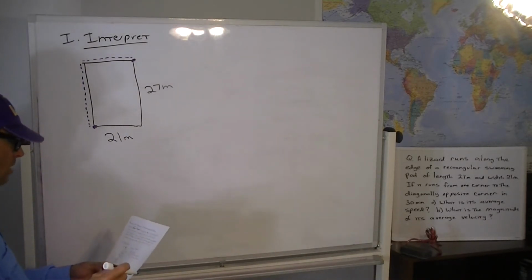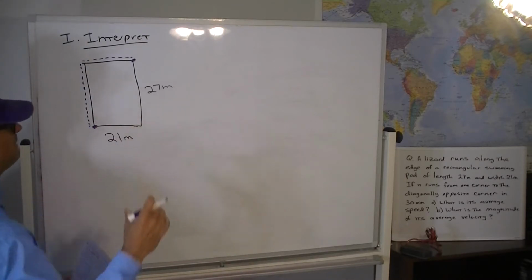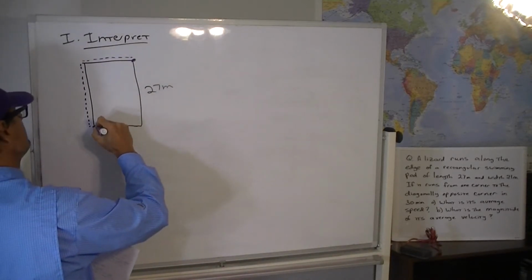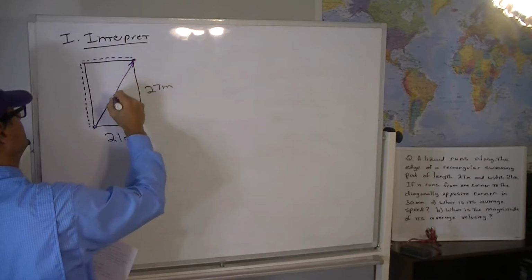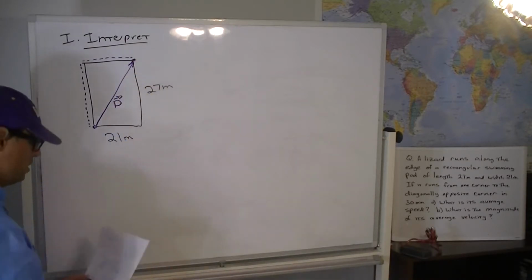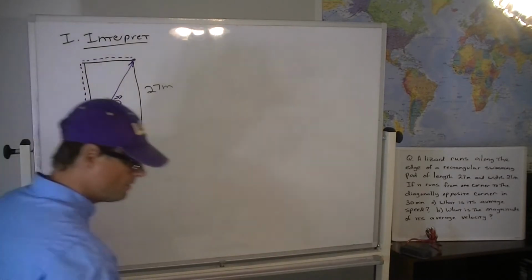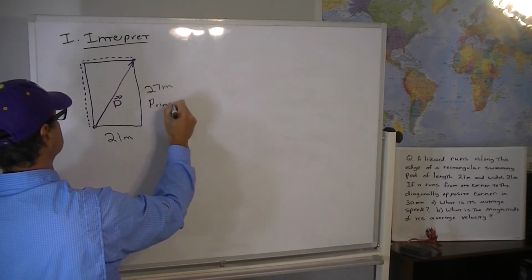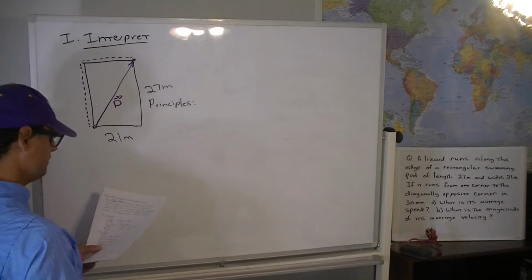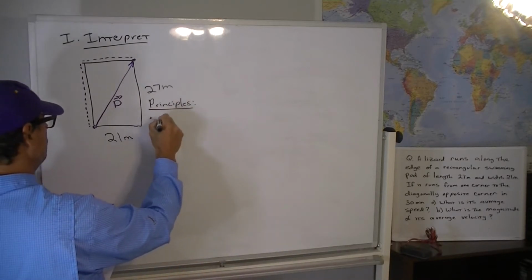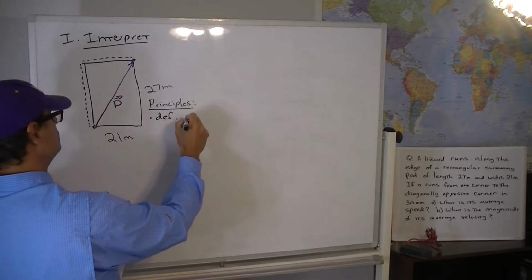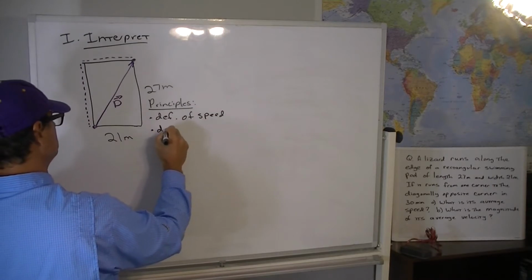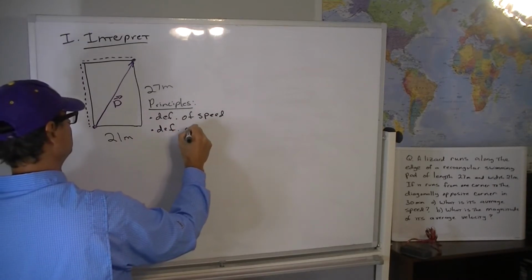And let's also draw the displacement vector, because we're asked to compute both the average speed and the average velocity, and the average velocity is going to have to do with the displacement vector, so it helps to put the displacement vector in there. And then we also want to identify the general principles of physics. The principles that are important in this problem: one is simply the definition of average speed, and the other one is the definition of average velocity.